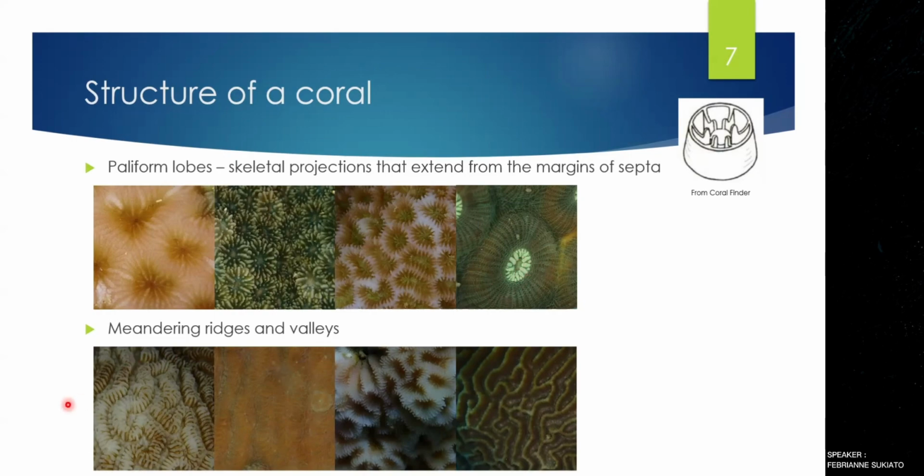And then we can also describe the corallites as having meandering ridges or valleys. Now, this term I took from the Coral Finder. It's a very helpful term to describe certain genera as well. So it looks like there's a bunch of mouths in the middle of these ridges, and there are skeletal valleys that form around the mouths.